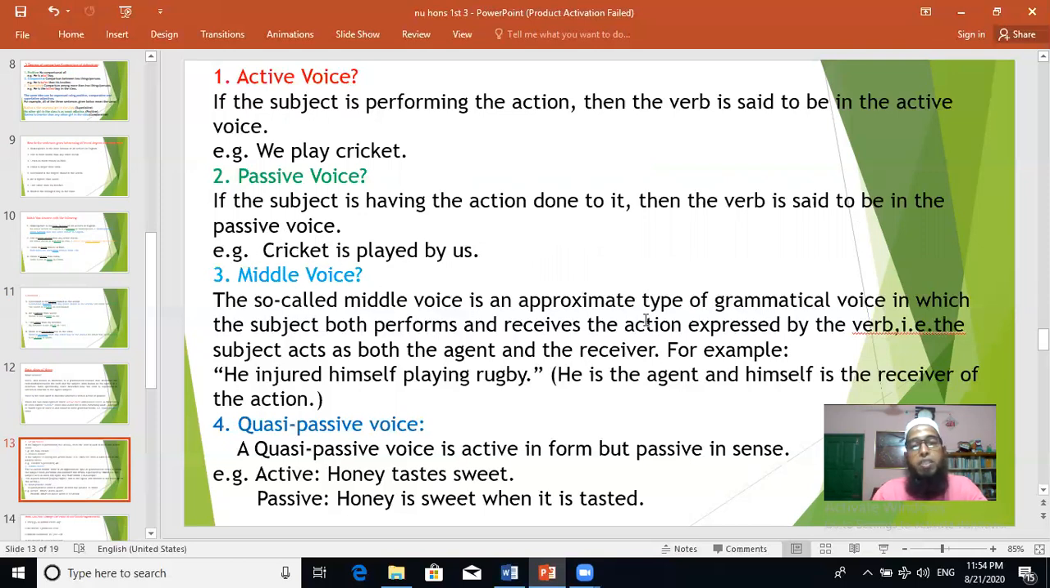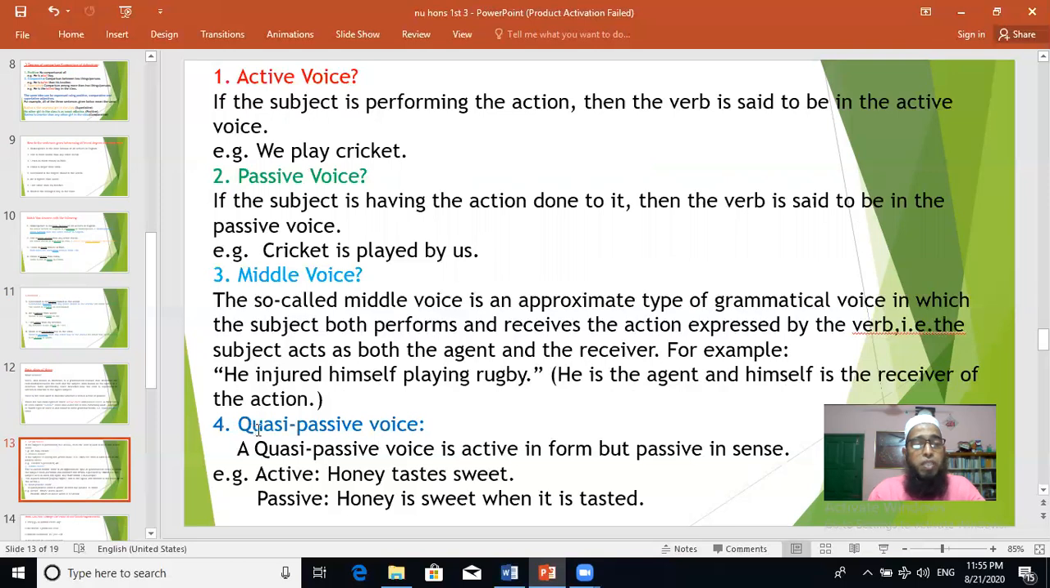Middle voice. The so-called middle voice is an approximate type of grammatical voice in which the subject both performs and receives the action expressed by the verb. That is, the subject acts as both the agent and the receiver. For example, he injured himself playing rugby. So he injured himself. The subject and the object, himself, that is a self-reflexive pronoun, are the same person. This type of voice is called middle voice. And when we change it, it becomes like this: he was injured by himself.